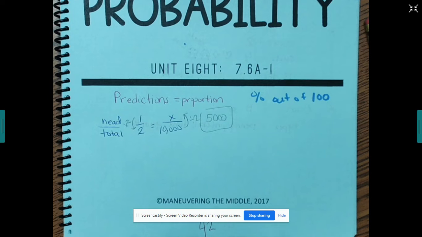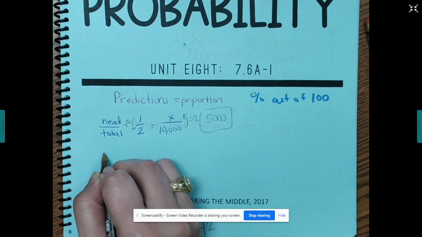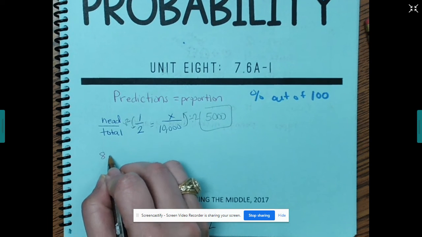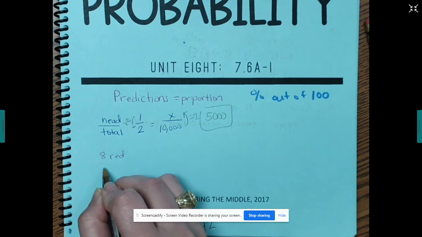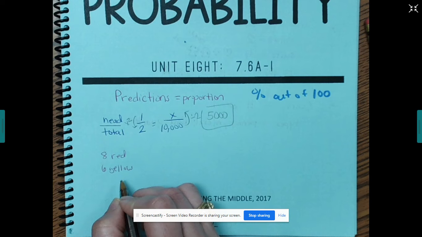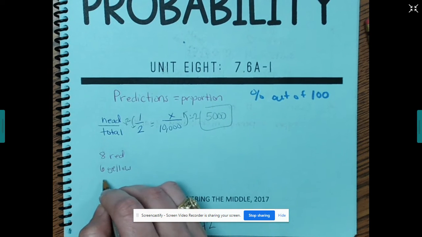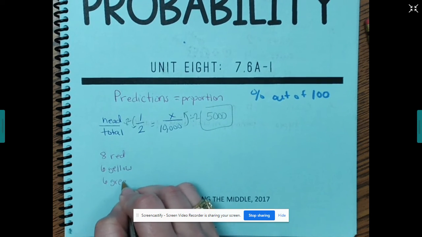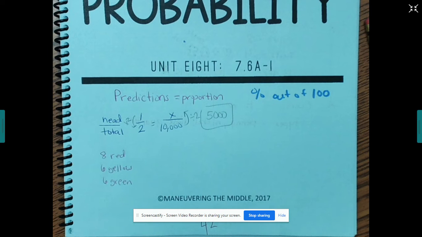Let's see. A container has 8 red beads, 6 yellow, and 8 green beads. So let's write that down. We have 8 red, 6 yellow, and 8 green. These are the beads that I have. A bead will be drawn from the basket and replaced 60 times. What is the prediction for it to be red or green?